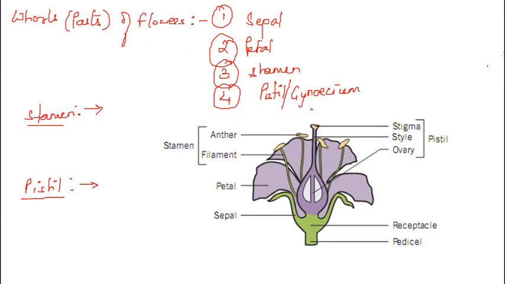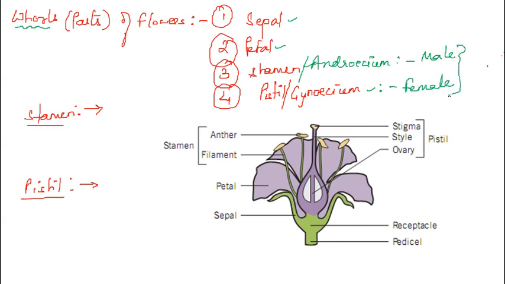We need to know that a flower has four important parts, also known as whorls. I have written that because it will save our time. What are the four whorls? Sepal, petal, stamen, pistil. Pistil is also called gynoecium and stamen is also called androecium. The stamen or androecium is the male reproductive part and the gynoecium is the female reproductive part. So stamen and pistil are the reproductive organs.